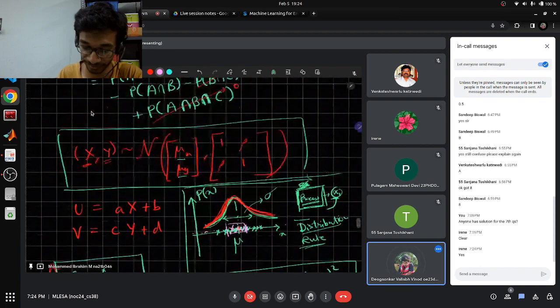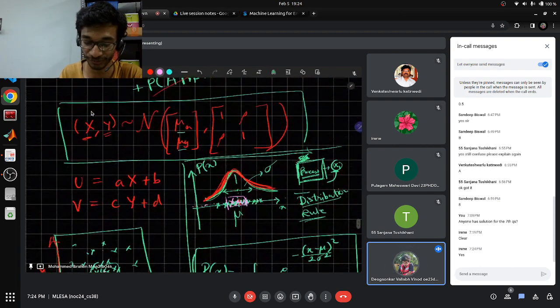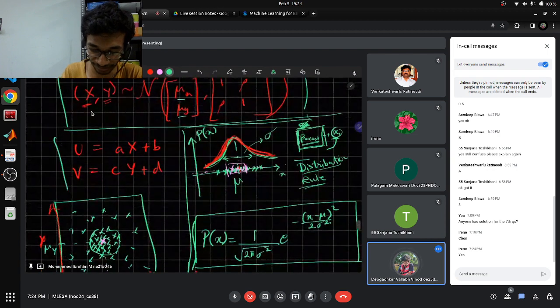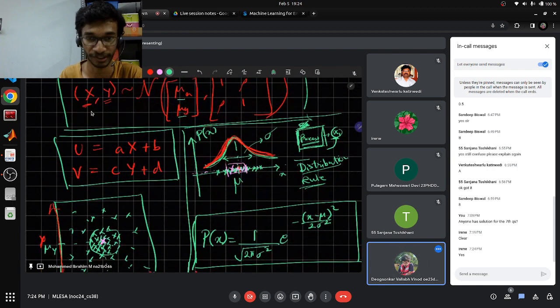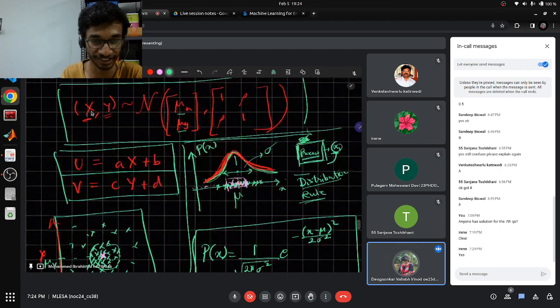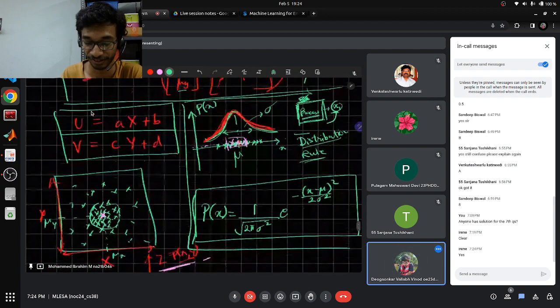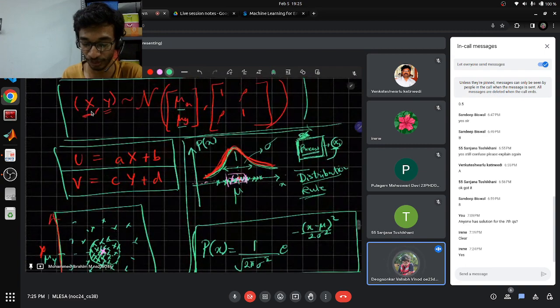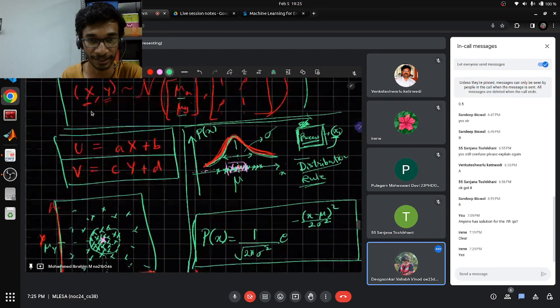Now if we try to see what this is, we have been told that there is a relation. So you have been told that there is another random variable u which is a function of this random variable x, and there is a random variable v which is a function of the random variable y. And we have been told that there is a linear relation: u is equal to ax plus b, v is equal to cy plus d.